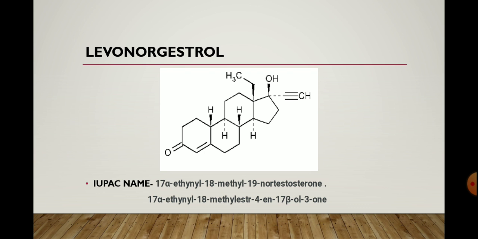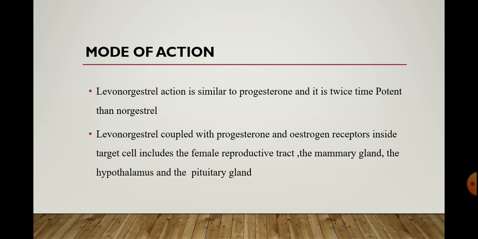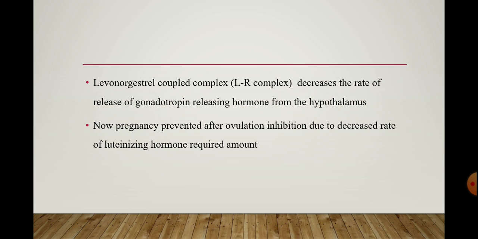Next drug is Levonorgestrel. This is the structure of Levonorgestrel. Mode of action of Levonorgestrel: the action is similar to progesterone and it is twice as potent as Norgestrel. So Levonorgestrel couples with the progesterone and estrogen receptor inside the target cell, including the female reproductive tract, mammary gland, and hypothalamus pituitary gland.